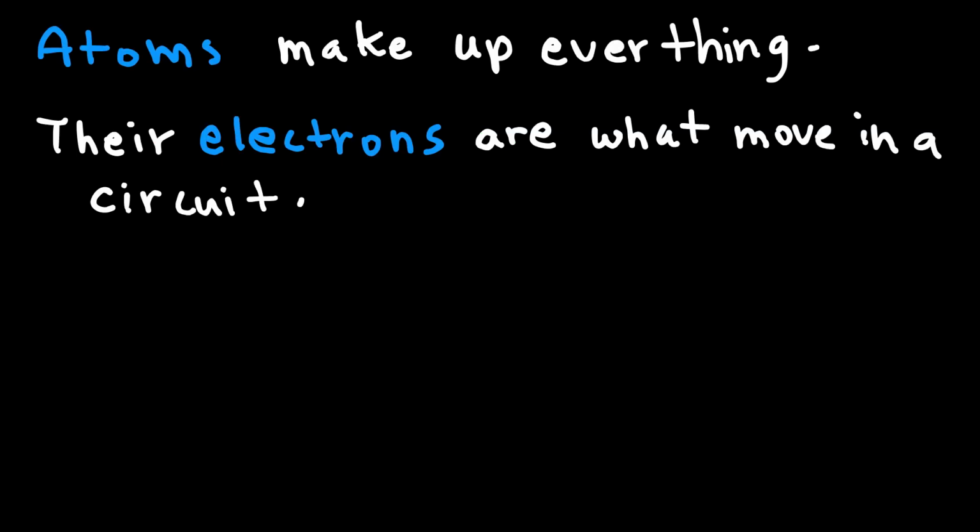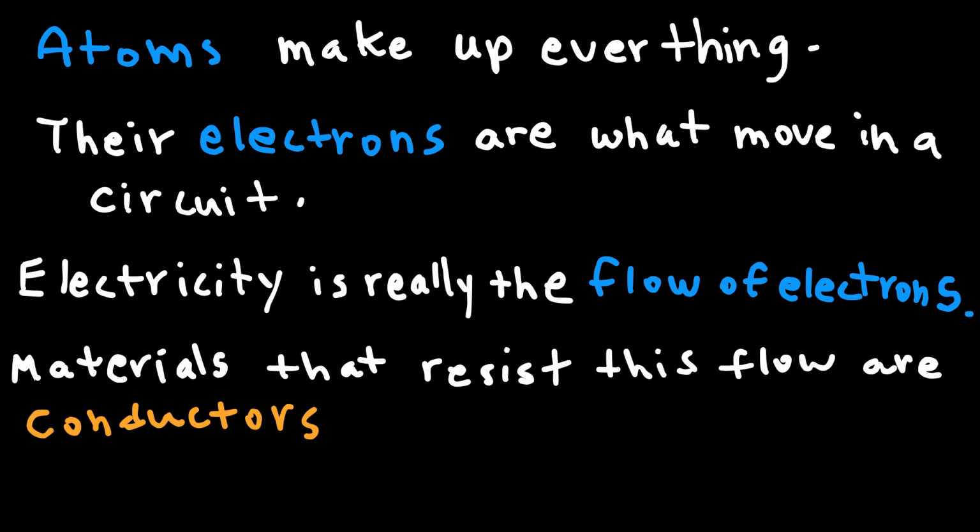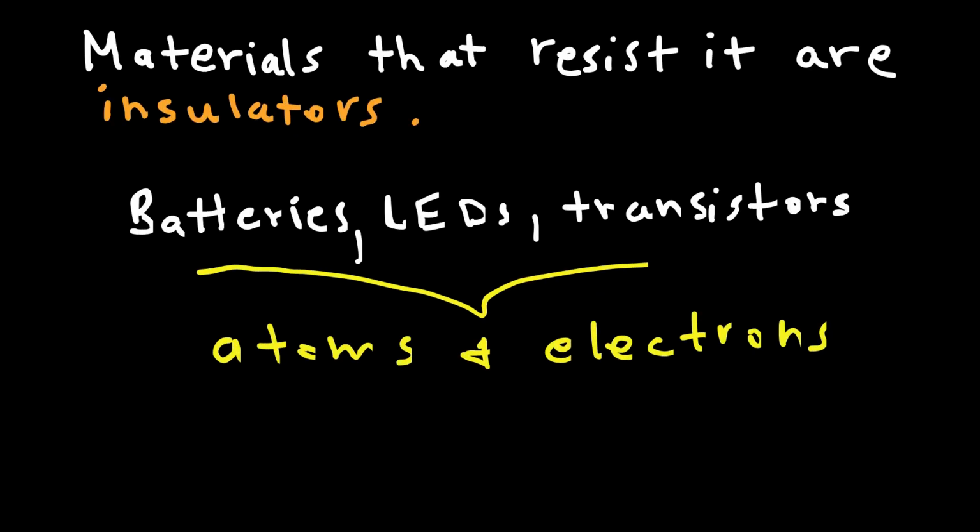Atoms make up everything. Their electrons are what move in a circuit. Electricity is really the flow of electrons. Materials that allow this flow are conductors. Materials that resist it are insulators. Batteries, LEDs, transistors, they all work because of how atoms and electrons behave. Understanding the atom means understanding the heart of electronics.